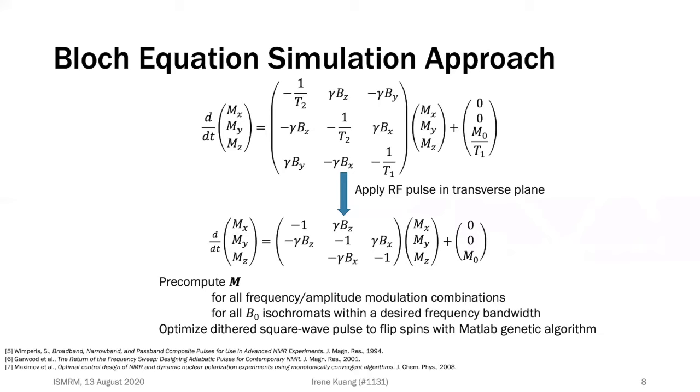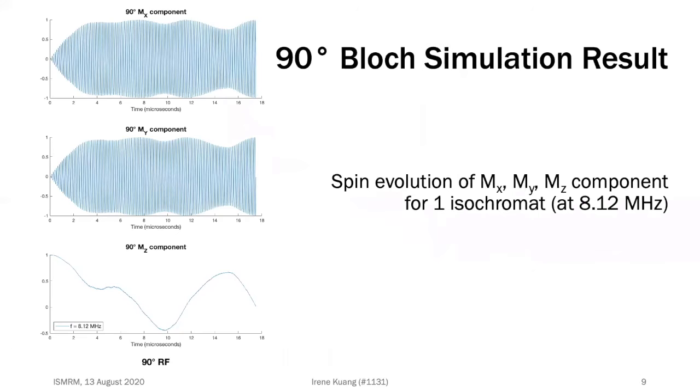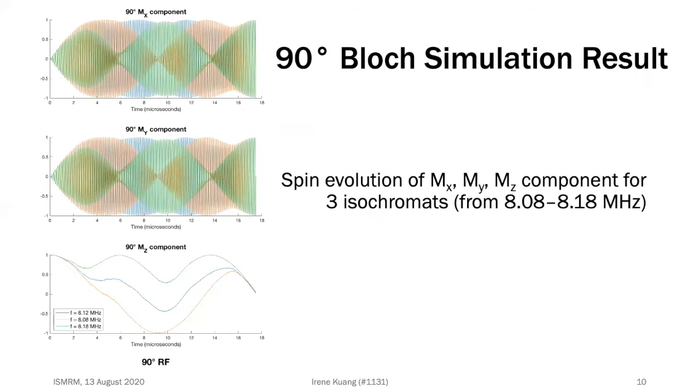The Bloch magnetization vectors at the end of a fixed duration pulse can be pre-computed for various frequencies in the specified bandwidth for all dithered pulse combinations. From the Bloch simulation, we obtain plots here of the X, Y, and Z nuclear magnetization spins for an isochromat at 8.12 MHz over the duration of the optimized pulse.